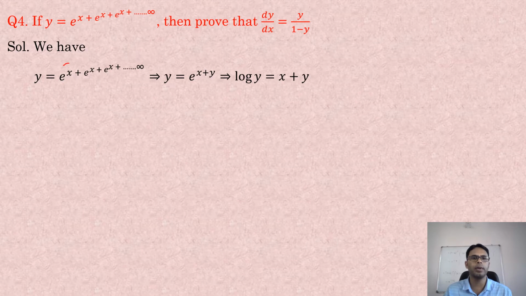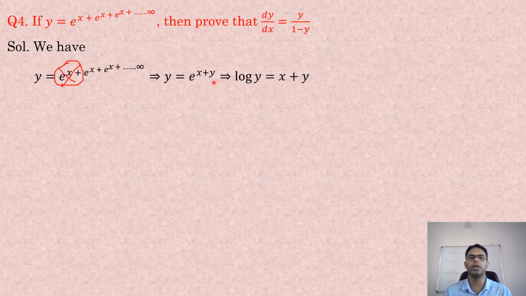You do not think about this term. So the rest of the terms, is it not again equal to y? So that is why I am taking y is equal to e to the power x, the term we are removing here, plus, and all these terms can be taken as y again. Taking log on both sides.